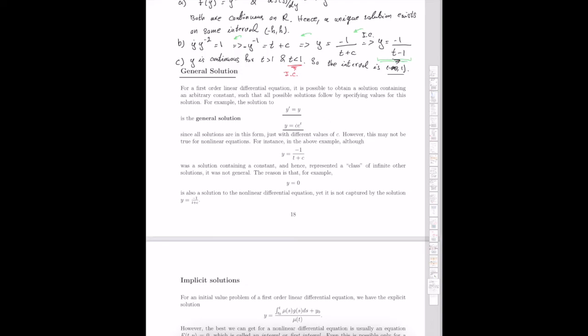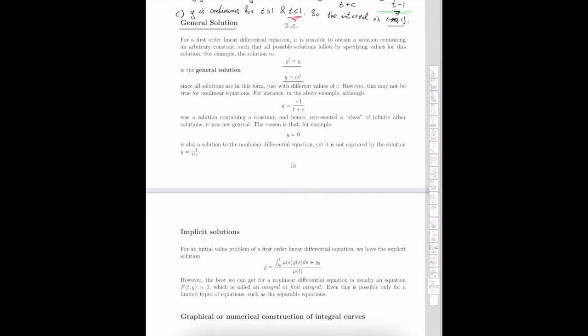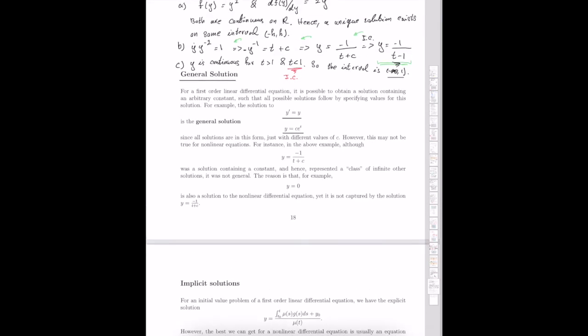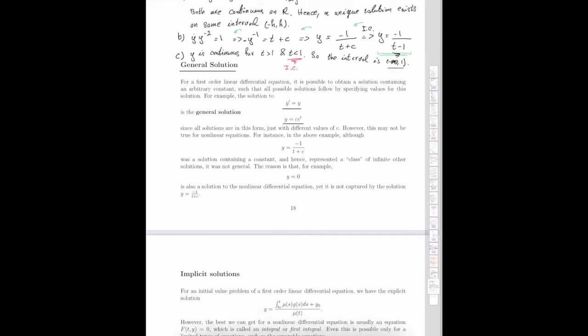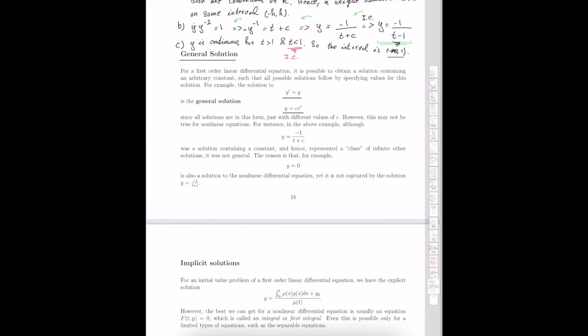Now, this notion of having such a general solution does not necessarily hold for nonlinear equations. So, for example, in the above example, the solution was y equal to -1 over t minus 1. And okay, let me just show it here.